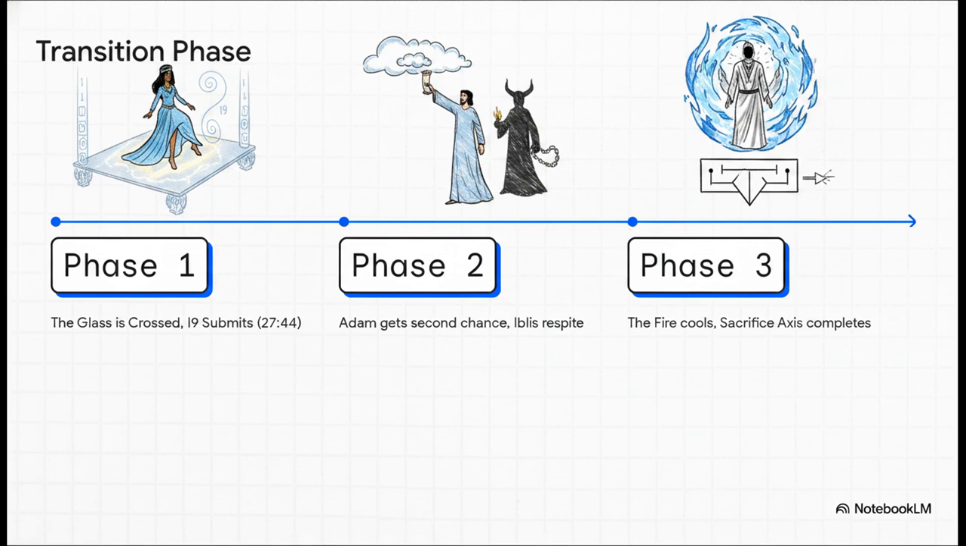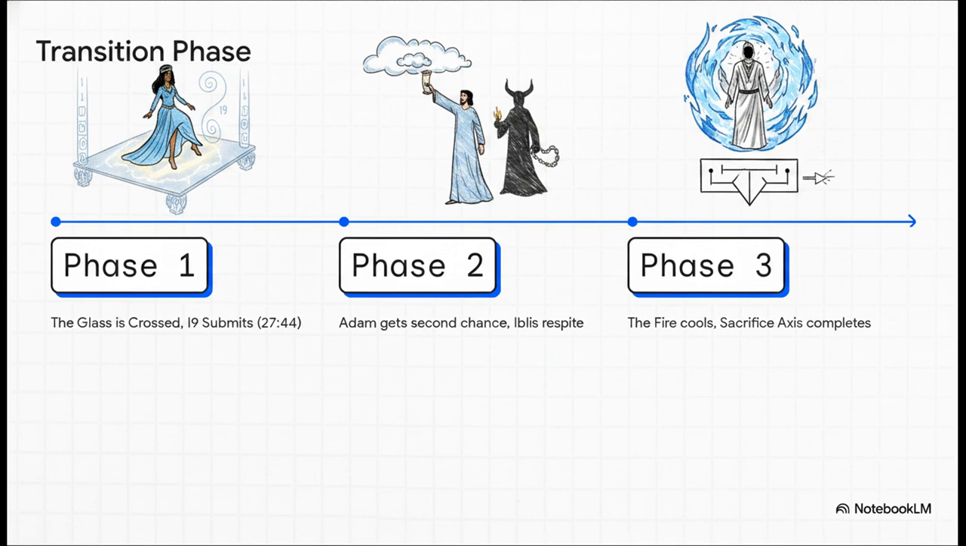When she realizes that this D10 physical boundary is merely a medium for the I9 light, her ego submits and she crosses over. This crossing creates a structural capacity for repentance. Because of this, Adam gets a second chance, while Iblis is granted respite, linking back to 1850.